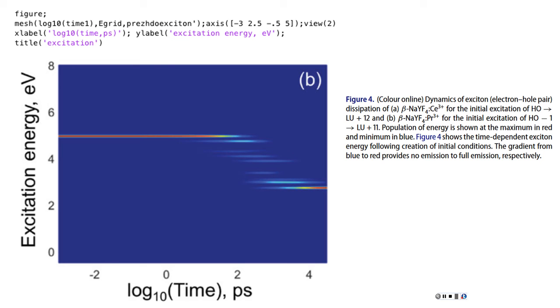So 0 would be like the energy of your HOMO orbital? No, this is the energy difference. Oh, between the occupied. Yes. Okay.